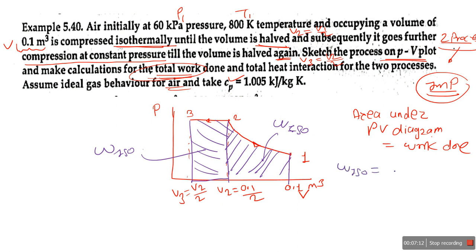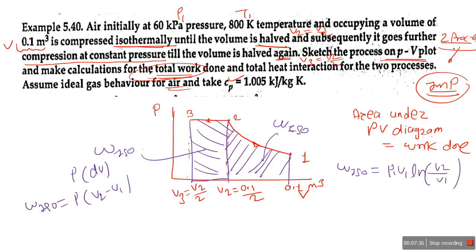Tell me, how do you calculate isothermal work done? It is P1 V1 ln(V2/V1), because the two volumes and the initial pressure are with us, so we can easily calculate isothermal work done. For isobaric work done, it is P dV, so P into (V2 minus V1). So we can easily calculate the total work done.